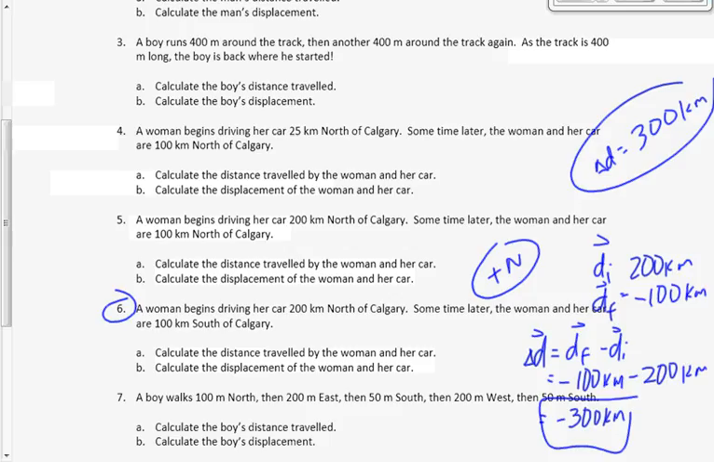Number 4 is a little bit easier because we're not dealing with the negative. In number 4, everything's to the north. I'll give you another couple minutes to work on these questions on the worksheet, and then we're going to go just a little bit further with stuff, okay?